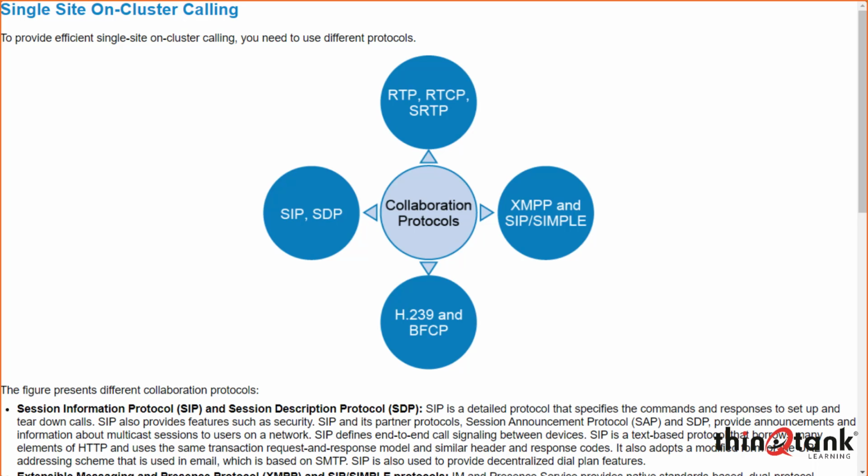SIP usually will run over TCP or UDP, on port 5060 or 5061. Port 5060 is typically going to be used for your non-encrypted signaling traffic, and port 5061 is going to be typically used with TLS, or your encrypted traffic.